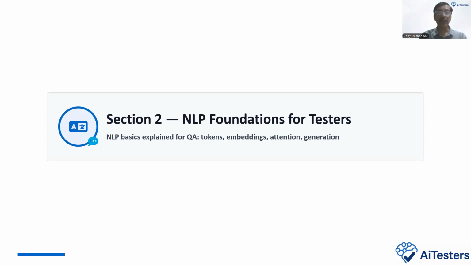This section explains core concepts like tokens, embedding, attention, and generation in practical language. The goal is to help testers understand what's happening under the hood when an LLM processes text and produces a response.